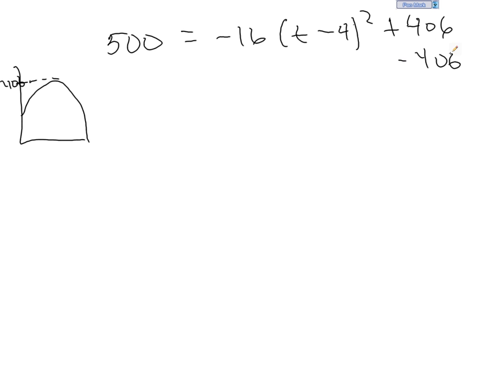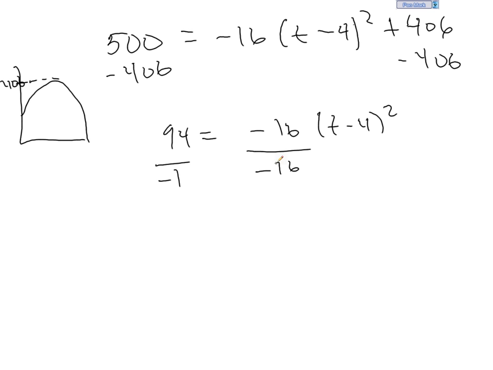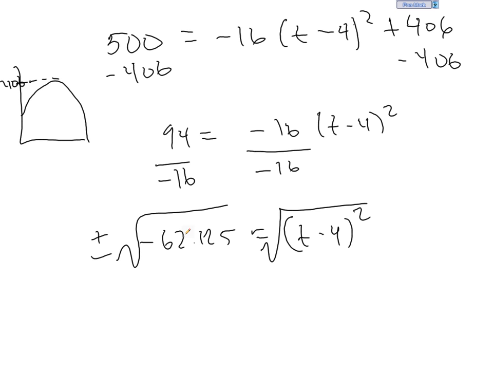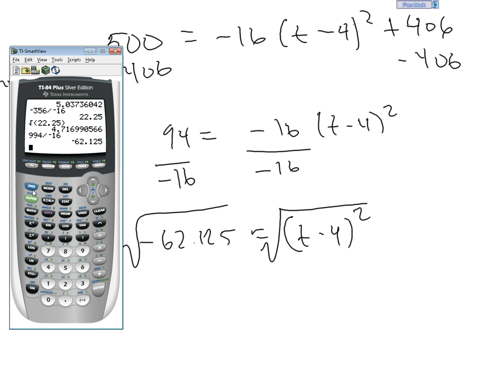But if I run through the steps, I get 94 equals negative 16 times (t minus 4) squared. So I want to just show that the math is going to work out funny. What number times itself is going to give me negative 62.125? Well, unfortunately, there's none. A positive times a positive is a positive. A negative times a negative is a positive. Our calculator is going to give us an error. That means we can't do it.